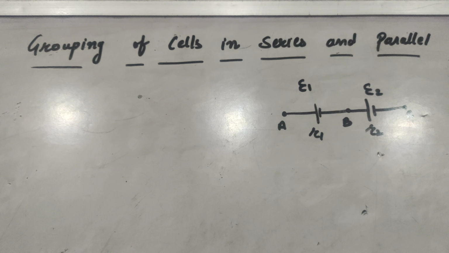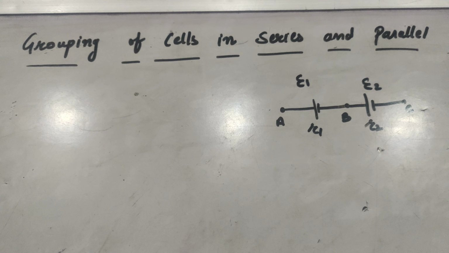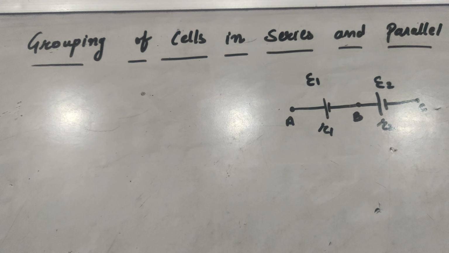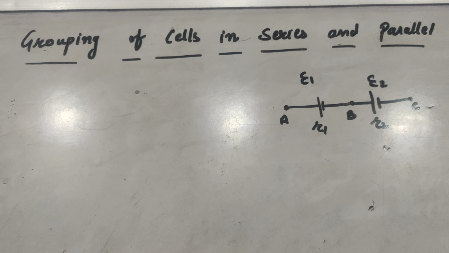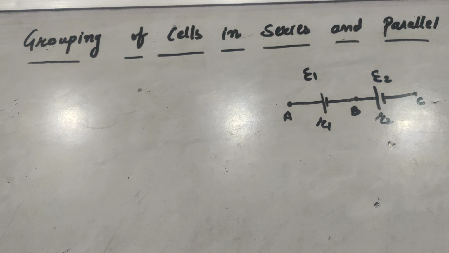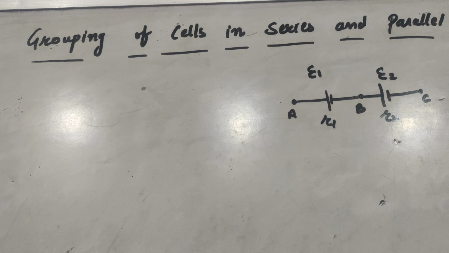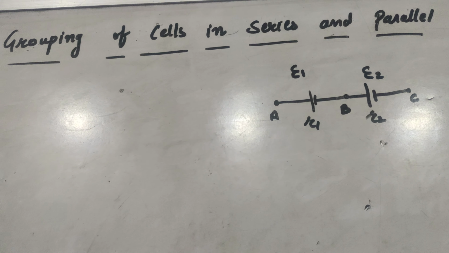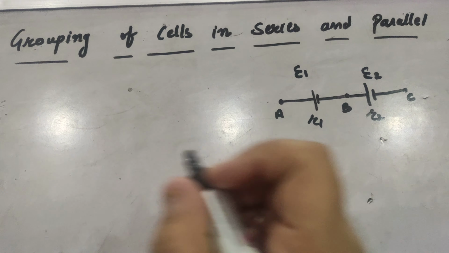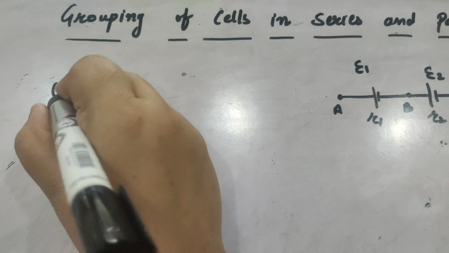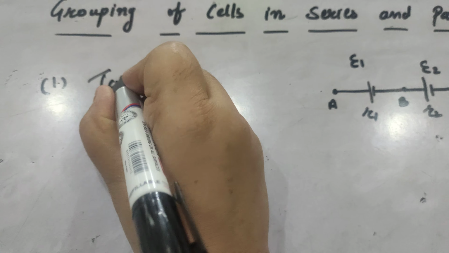Students, in this topic, which is the grouping of cells in series and parallel, we are going to find out the equivalent EMF and equivalent internal resistance of the cells when they are connected in series and parallel. Let us consider the first case when two cells are connected in series.